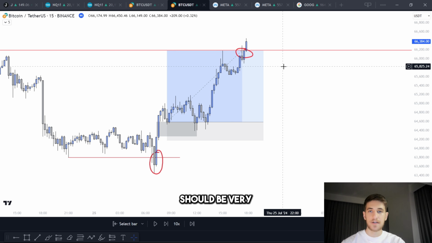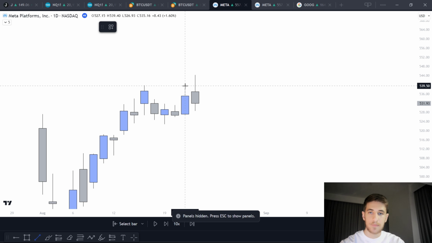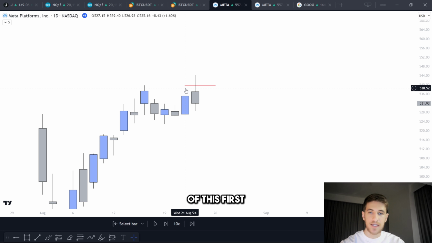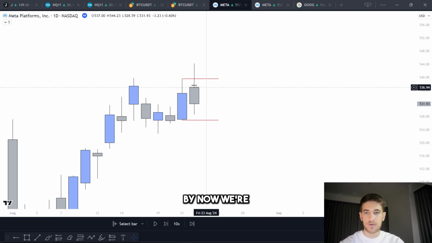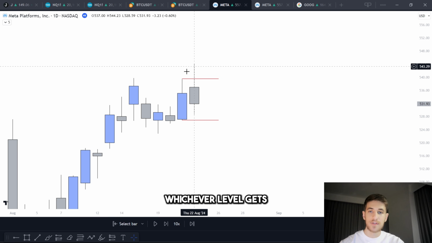Now the setup should be very clear by now, but let's take a look at another example so it's even easier to understand. So once again we're on the daily time frame, and price takes out the high of this first candle. So what do I expect to happen next? Price is attracted to the low of this candle right here. Should be very easy to see by now. We're just marking out the high and low. Whichever level gets taken out, we're looking to play to the opposite end.